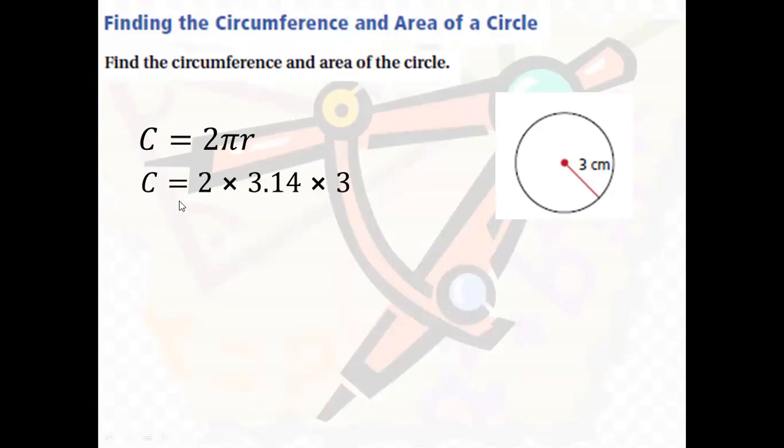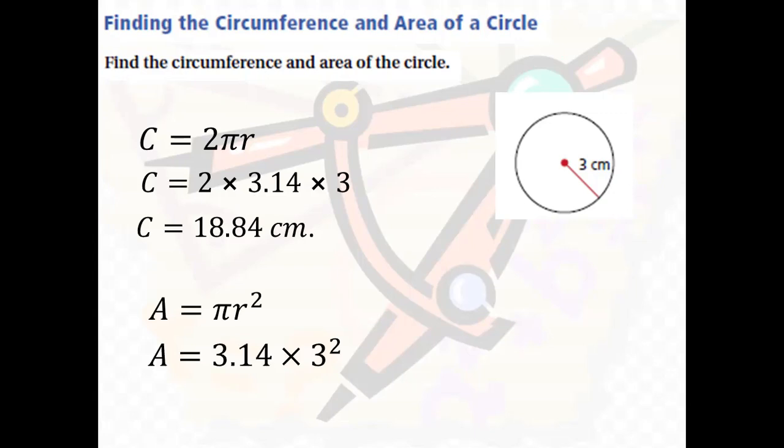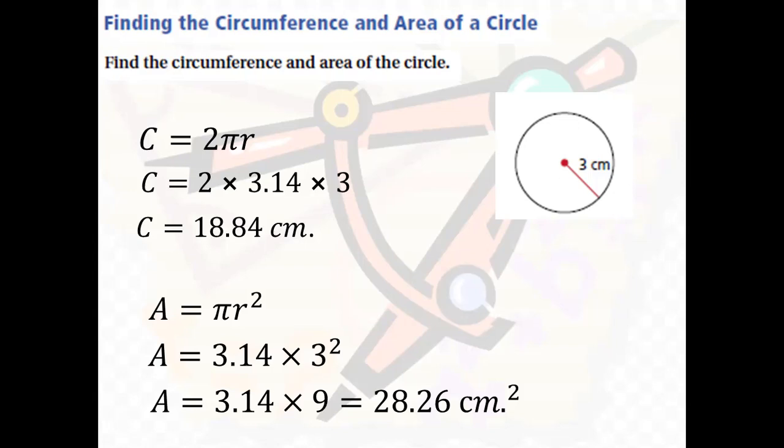If you solve this, multiply the easy numbers first. 2 3s are 6. 6 multiplied by 3.14 is 18.84 centimeter. Do not use a calculator. You have to do it by yourself. Area, the formula for area is pi r square, which means the value of pi is 3.14 multiplied by the radius, that is 3 square. Now do not make the mistake of multiplying 3 with 2. 3 square means 3 multiplied by 3, which will give you 9. So 3.14 multiplied by 9 is equal to 28.26 square centimeter, because we are finding the area. So the answer should be in square centimeter.